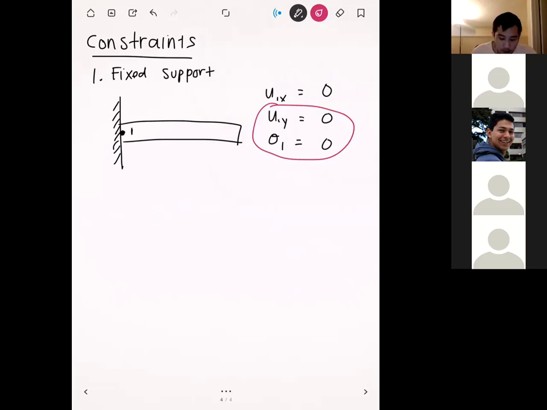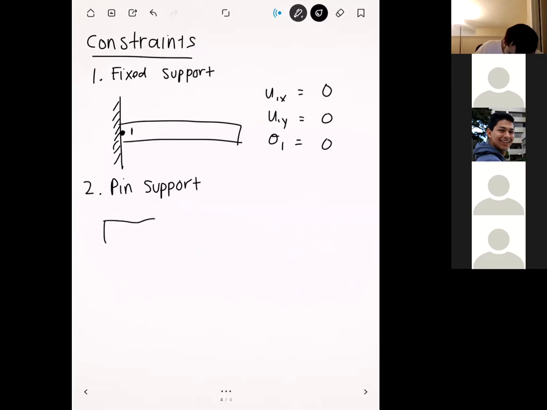Okay. But I wanted to talk about it now just so we're ready to work with them in frames, because frames are a lot. Okay. So that's the fixed support. Next, we have the pin support. Right. So actually, these are the ones that we've been working with mostly for our trusses. Okay. And so visually, it looks something like this.